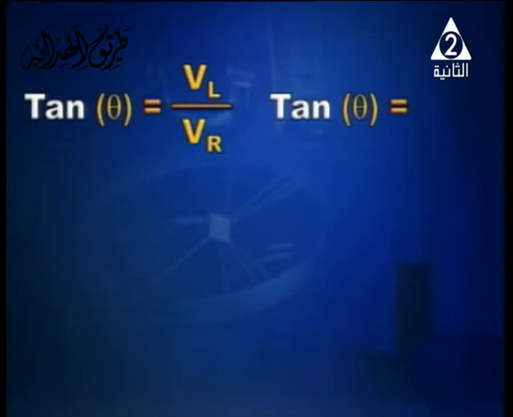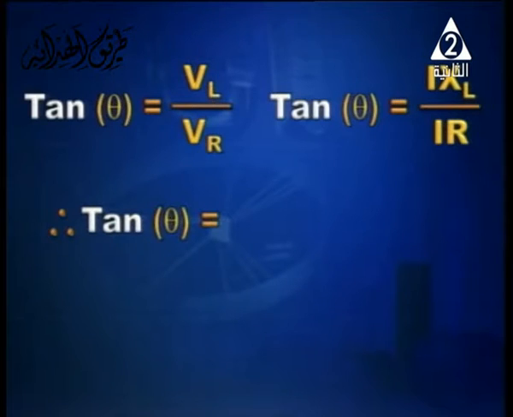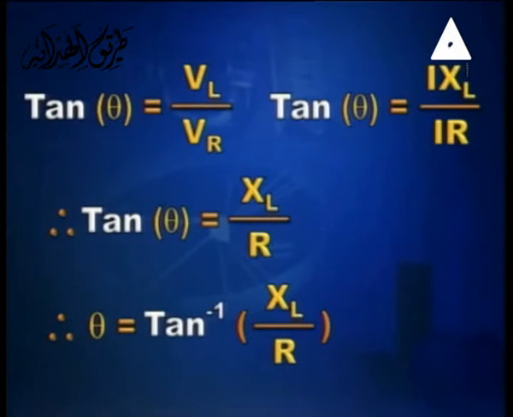So tan theta equals I XL over I R. I will be crossed out, so tan theta equals XL over R. And theta is given by tan to the power of -1, between two brackets, XL over R.